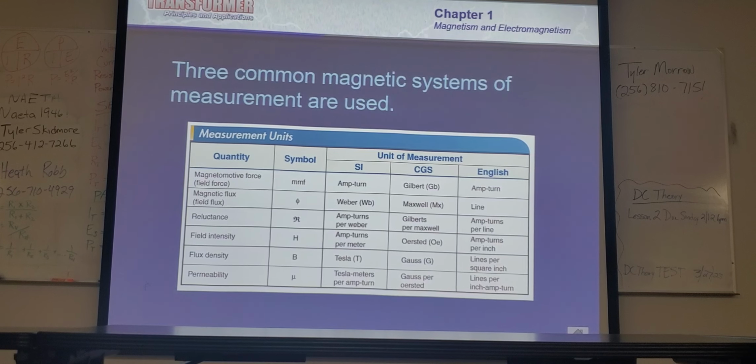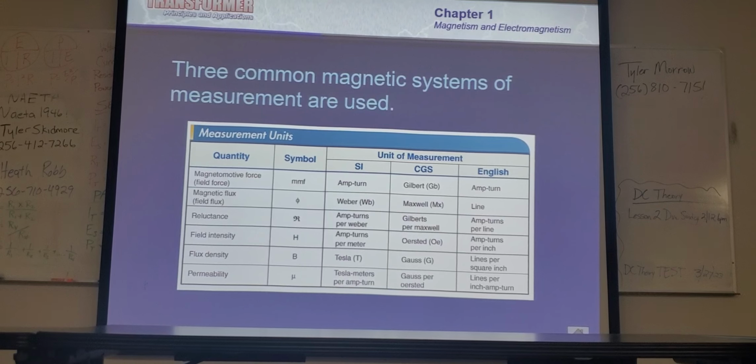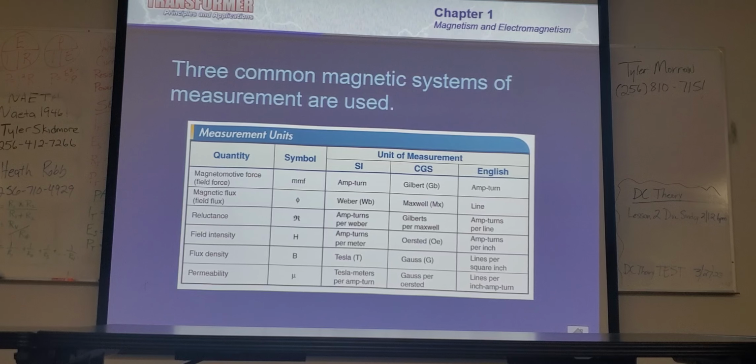Field intensity is measured in amp turns per meter, or Oersteds. Maybe that's right. We don't have to know all of them. If it's on a test, then give me the units. I don't expect any of y'all to know what an Oersted is, or a Gilbert per Maxwell.